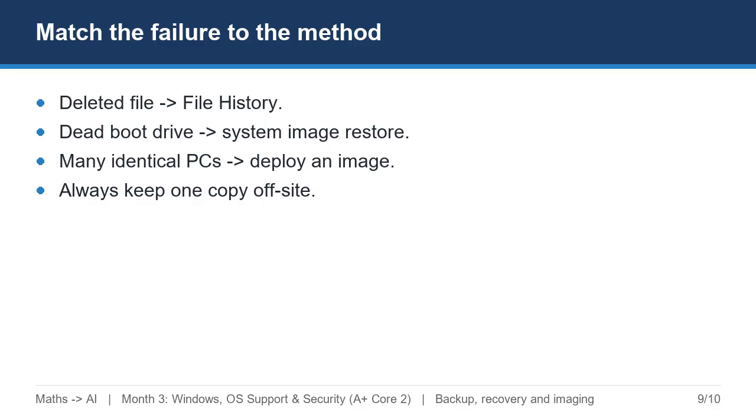The skill is matching the failure to the right method. A single deleted file? File History. A dead boot drive? Restore the system image. Setting up 10 identical machines? Deploy a gold image. And underneath all of it, the 3-2-1 rule: always keep 1 copy offsite or offline, because that's the copy that survives the worst day.